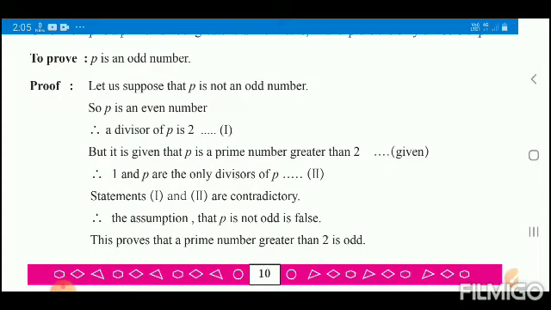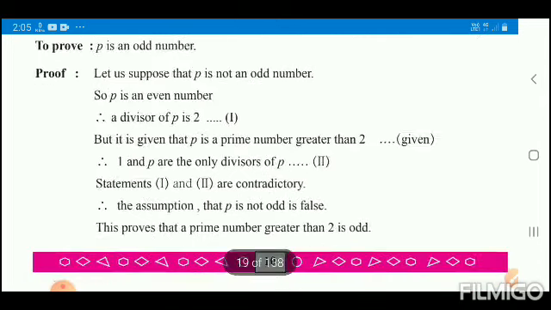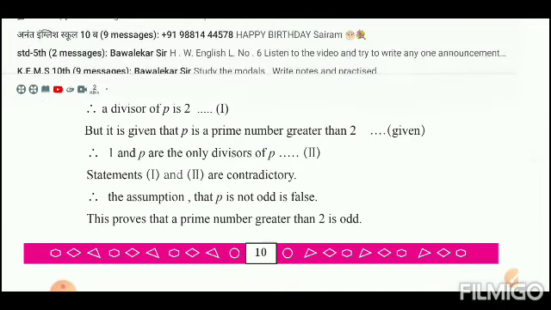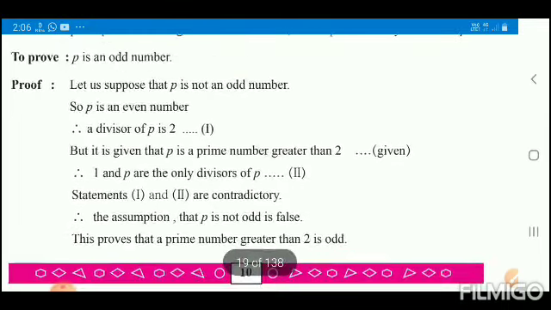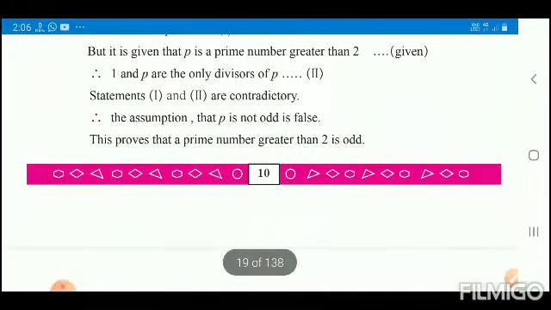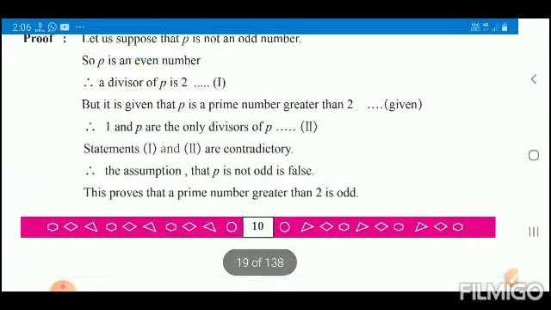And if 1 and p are the only divisors of p, then our statements 1 and 2 are contradictory. This means our assumption that p is not odd is false, which means p is an odd number. This proves that a prime number greater than 2 is odd. Why? Because there is only one even prime number, that is 2. So this statement we proved by indirect proof.